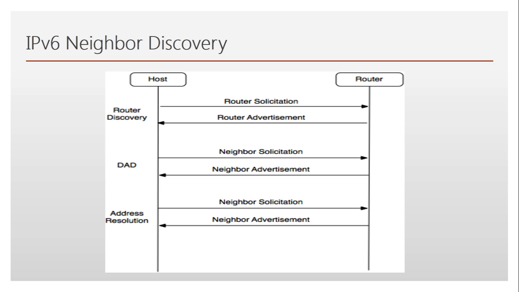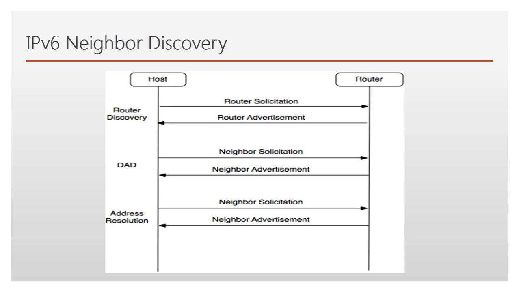Then if any node wants to know about its neighbor, it sends this message called neighbor solicitation. It actually wants to know the link address of its neighbor, and the neighbor, or the node in its vicinity, responds back with neighbor advertisement. And this control message is sent even when there is a change in the link address of that node.